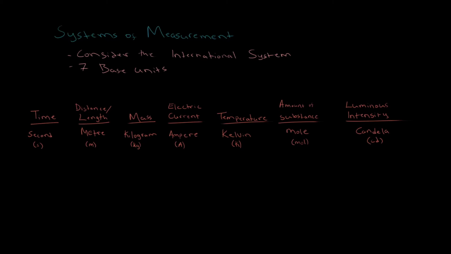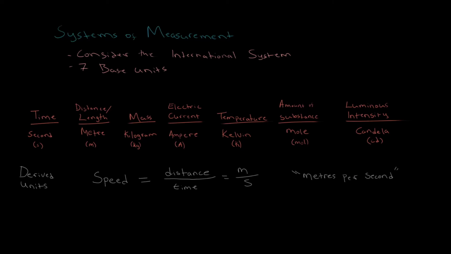These are called base units because any quantity in science can be measured by those units or units derived from those units. Here's an example of a derived unit. Let's say that you want to measure the quantity speed. Speed is the amount of distance traveled per unit time. So our unit for speed will be some distance unit divided by some time unit. In the metric system, we would use meters divided by seconds. We would write it this way and pronounce it meters per second.